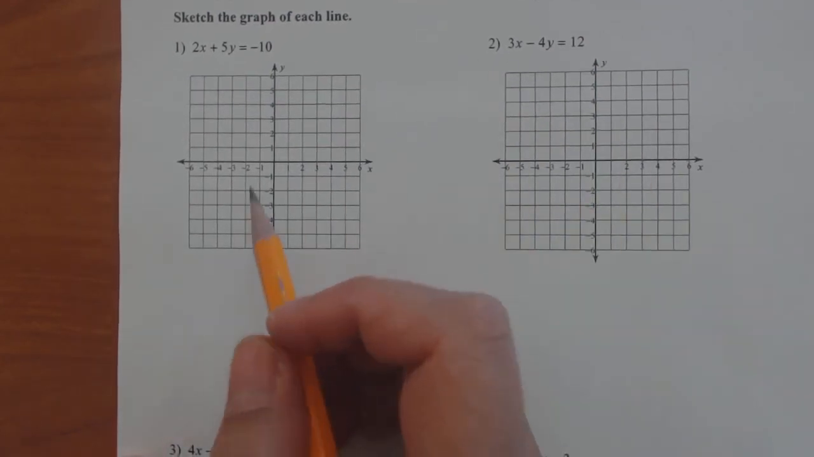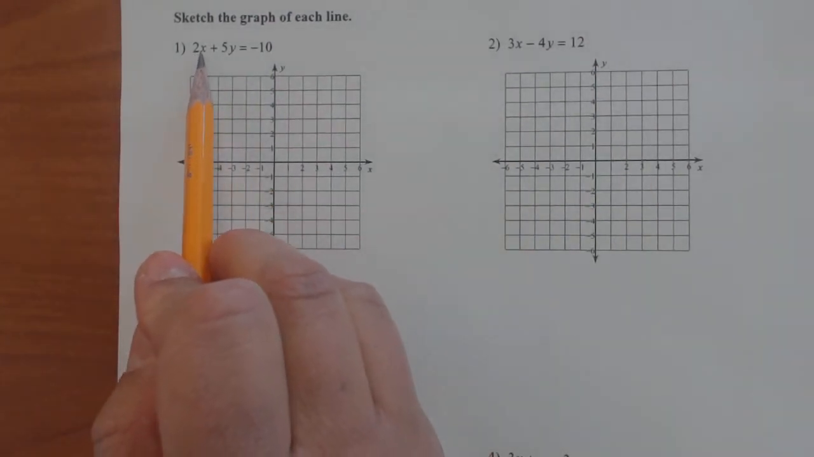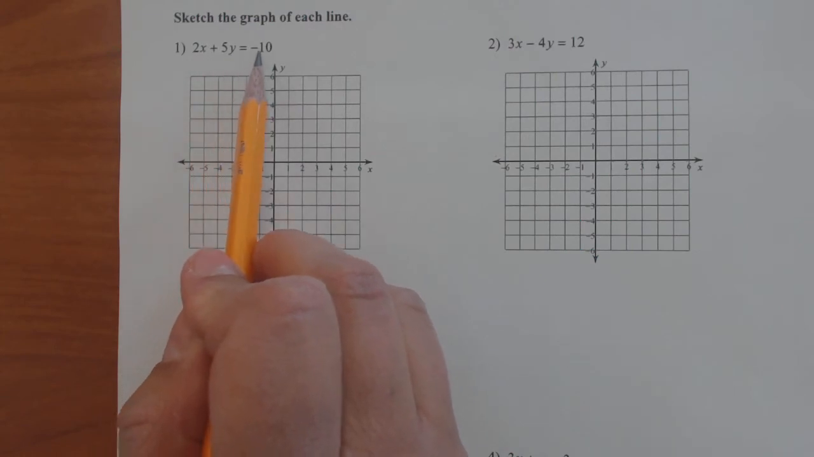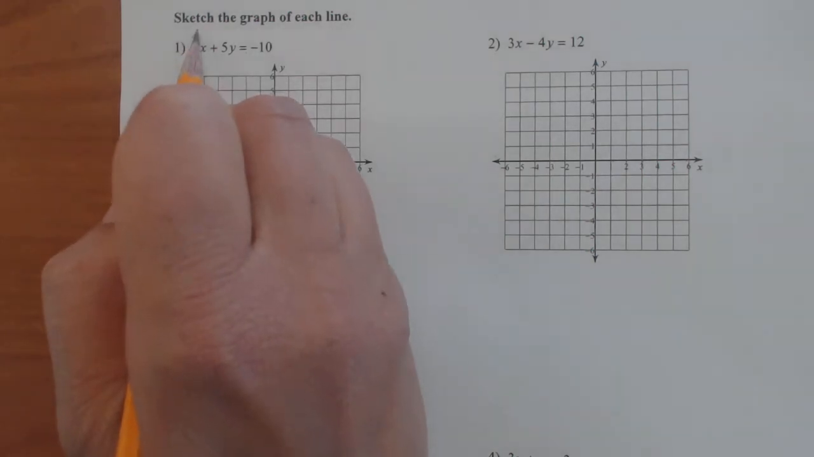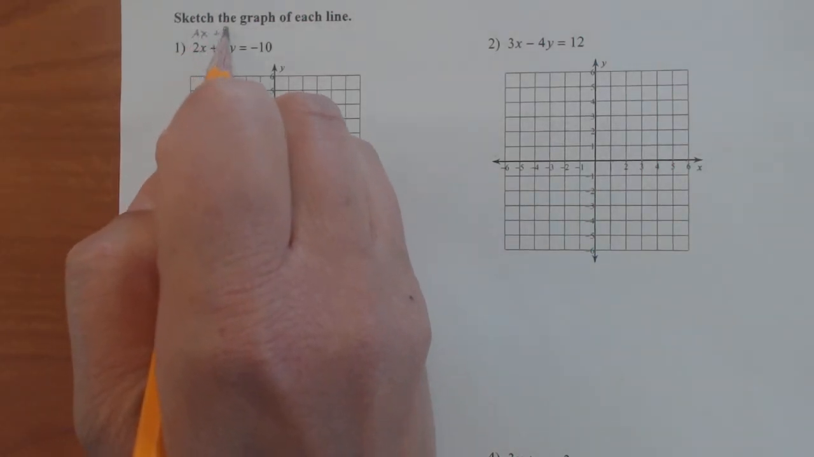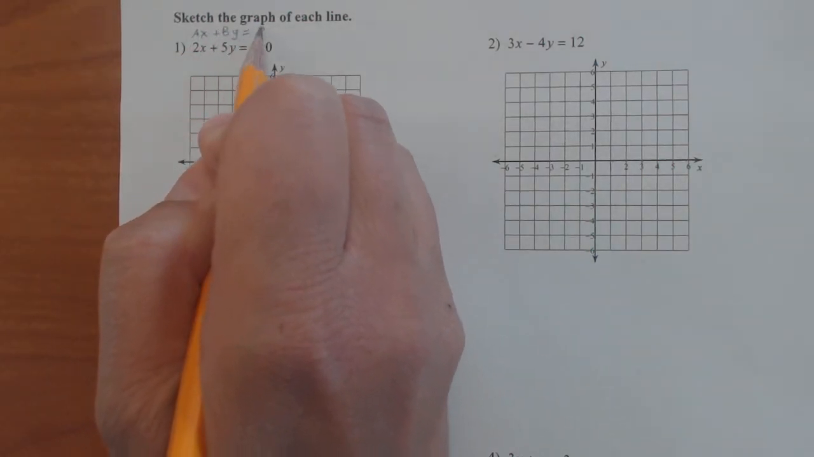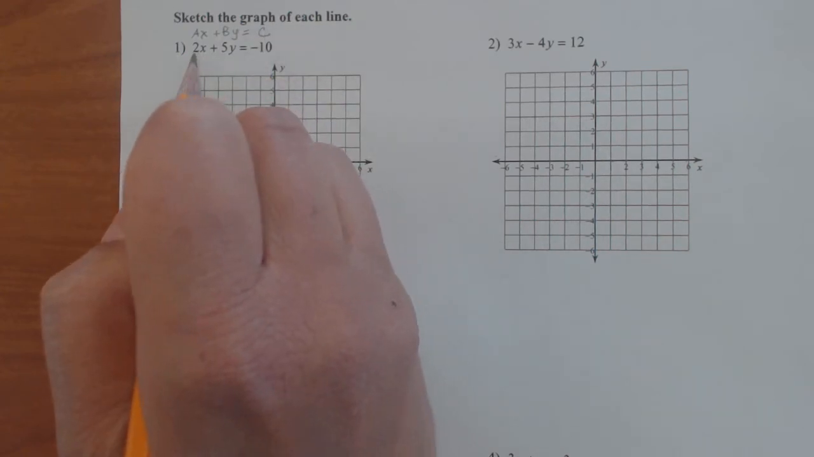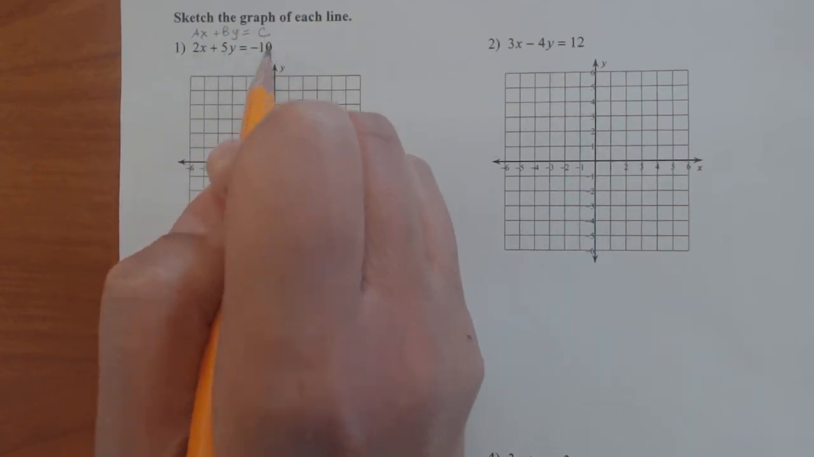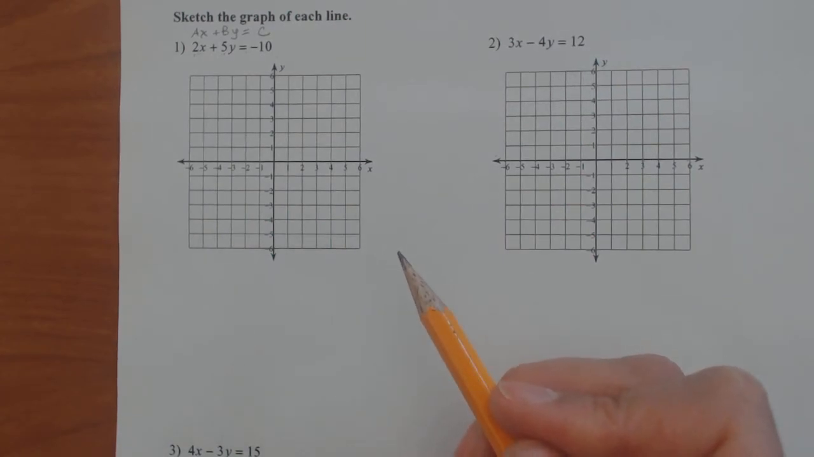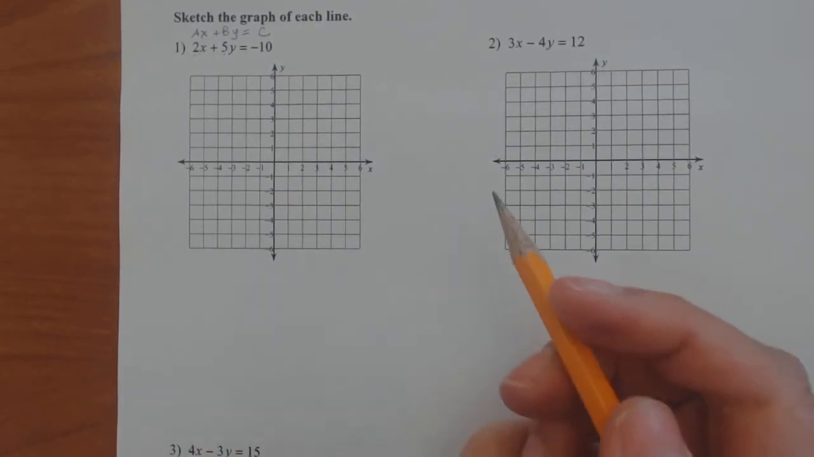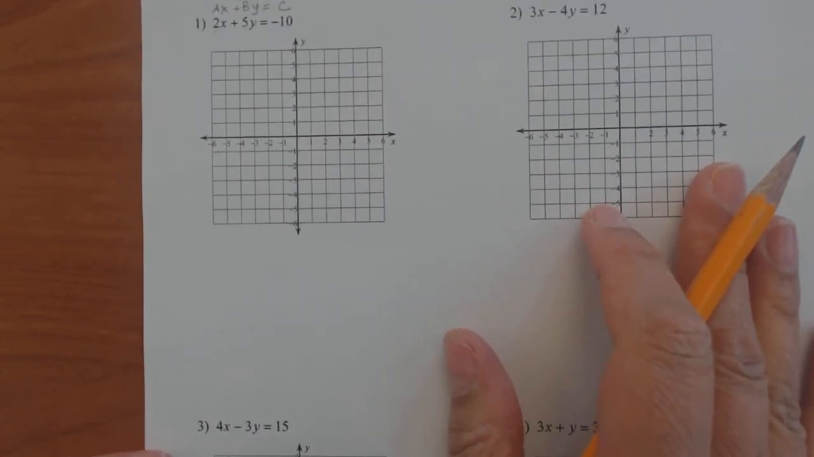The directions say sketch the graph of each line. When we sketch the graph of each line, I first like to read my equation: 2x plus 5y equals -10. So we have a coefficient. This would be our ax plus our by equals our c. So here our a is 2, our b is 5, and our c is -10. So that's what I meant when I said that those are real numbers. They're actually numbers. Okay, so let's graph this.